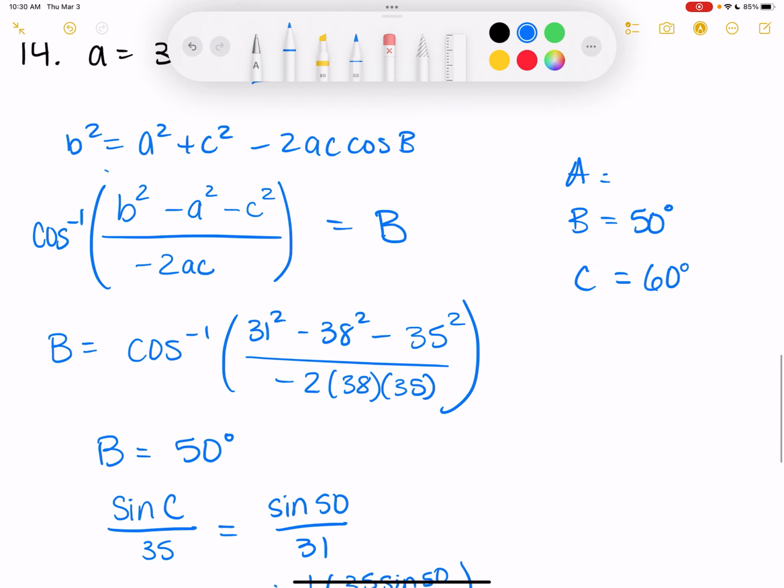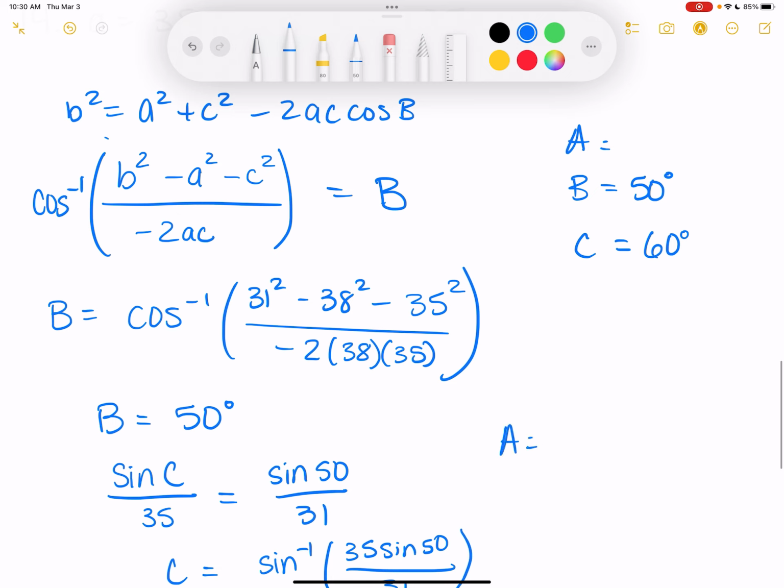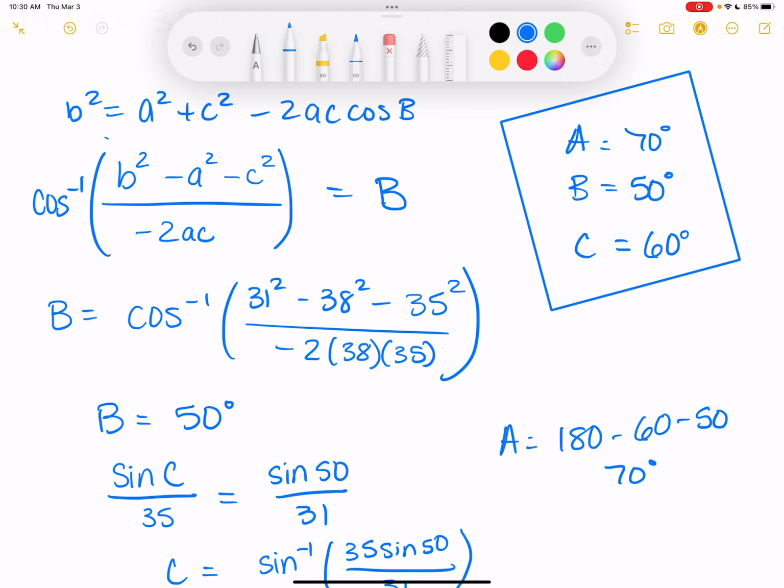All right, so I still need A. 180 minus 60 minus 50. 70 degrees. 50, 60, 70. Makes so much sense.